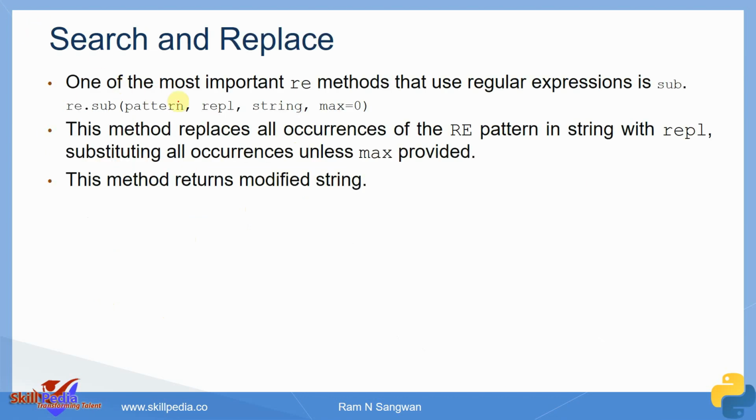Search and replace. One of the most important re methods that use regular expressions is sub. Sub means replace, substitute. Search with this pattern, replace it with this within this string. Max 0 means how many occurrences you have to replace. So this method replaces all occurrences of the RE pattern in the string with the replacement, substituting all occurrences unless max is provided. This method returns the modified string.